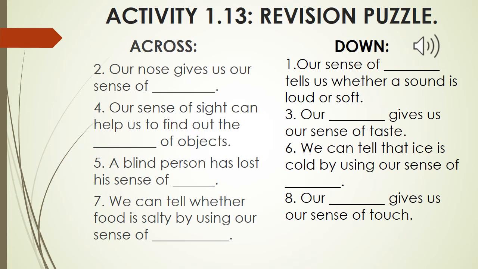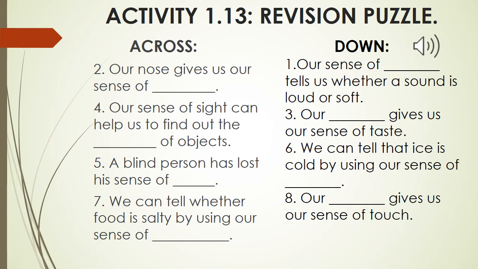Now the first clue of across, clue number 2, is: our nose gives us our sense of smell. As we all know, we smell through our nose, and our nose is our sense organ that helps us to smell. So now you have to find number 2 in the puzzle horizontally, and then you have to write the complete spelling of smell as is already written over here. Now you just have to write MELL. Now you have to complete the other clues and the puzzle by yourself. I am going to read the clues to help you. First I am going to read the across clues, and then I'll read the down clues.